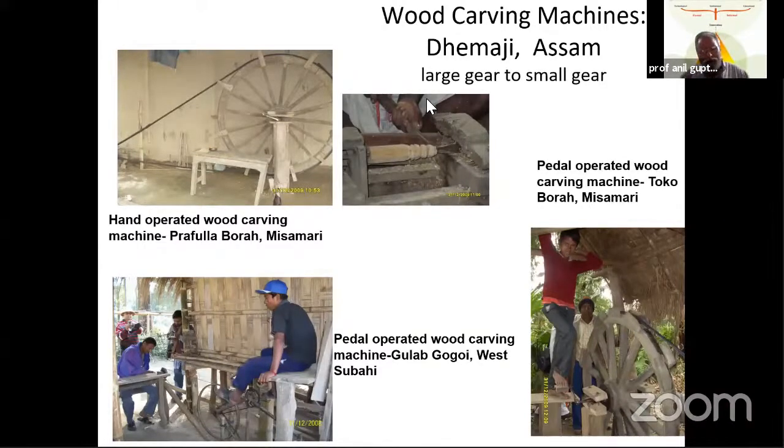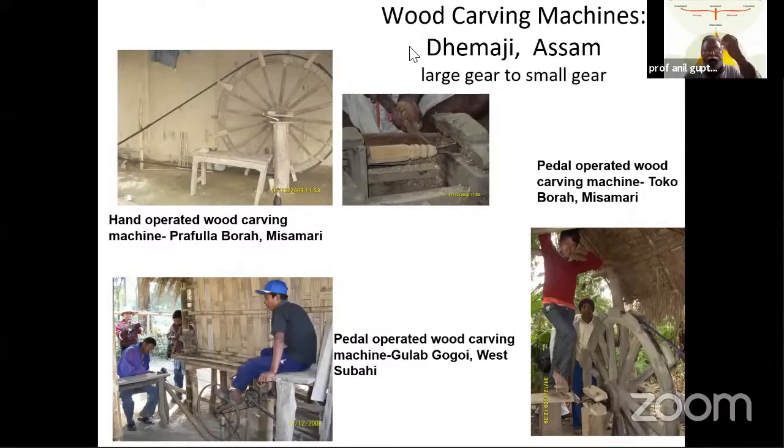In traditional technologies, for reasons that you can imagine, energy gets transferred from large gear to small gear. So look at the spinning wheel, Gandhiji's charkha, from large wheel to small. Look at the Persian wheel for water, large gear to small gear. Look at the glass blowers wheel, large gear to small gear. And these wooden drills, all of them have large gear to small gear.